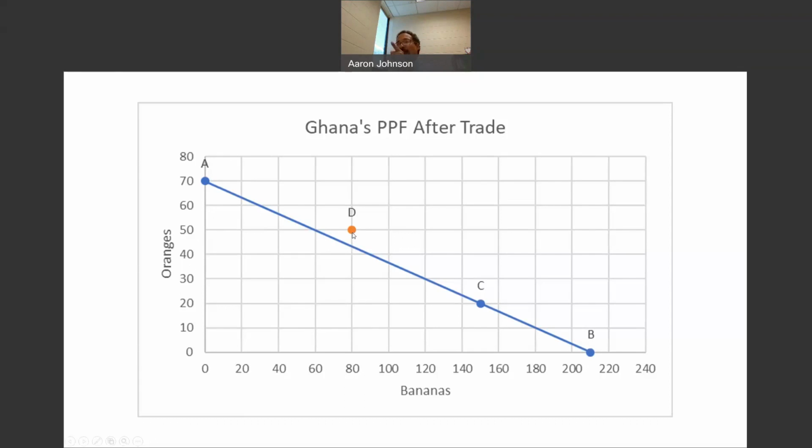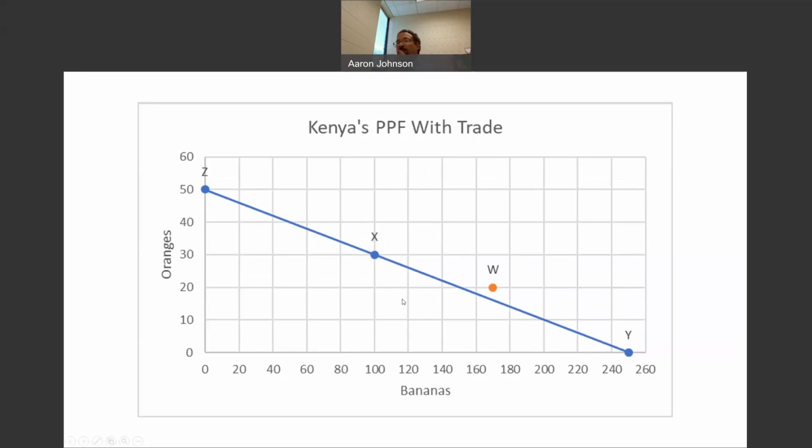Notice that at point D, that's preferable to point C because it's to the right of the production possibilities frontier. And due to that, they actually gain 50 oranges in that scenario. And so they're better off.